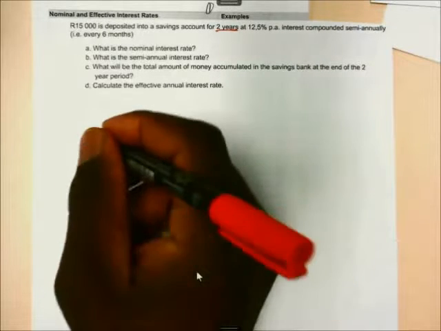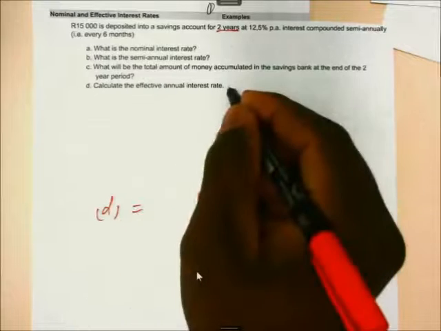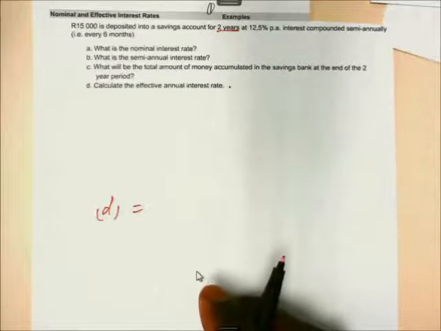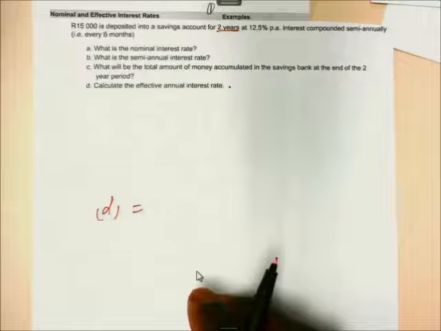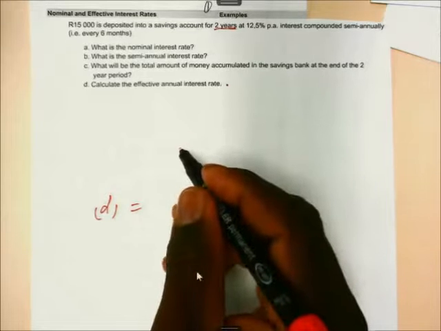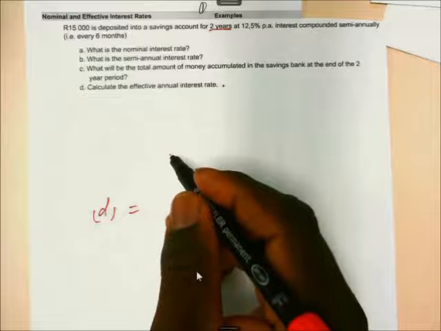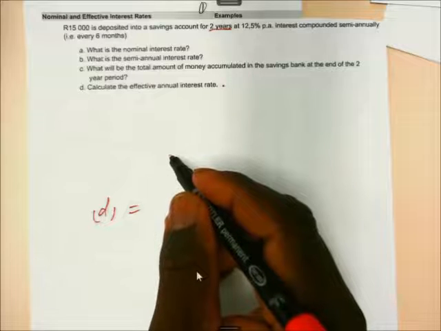And then let's work out our D there. D, this is the one that you're looking for. Calculate the effective annual interest rate. Now somebody's asking the question, yes, when are we going to deliver the effective annual interest rate? Because we're comparing the annual interest rate with the nominal interest rate.